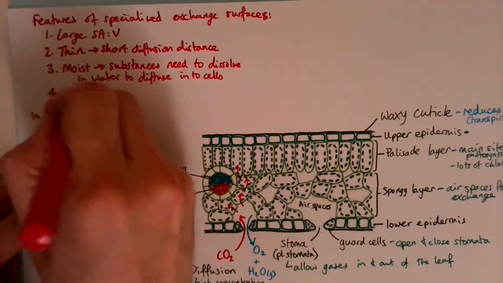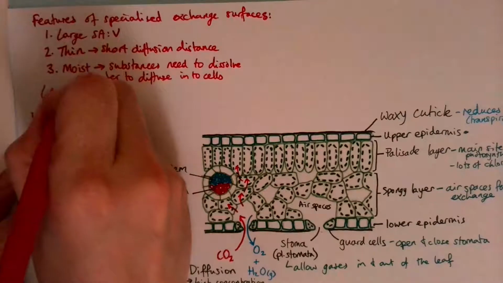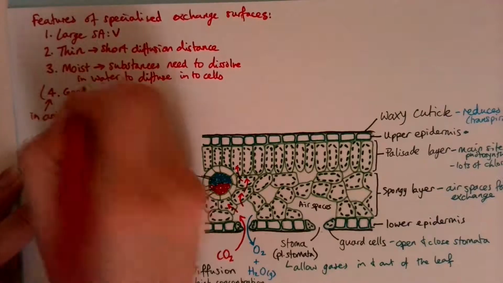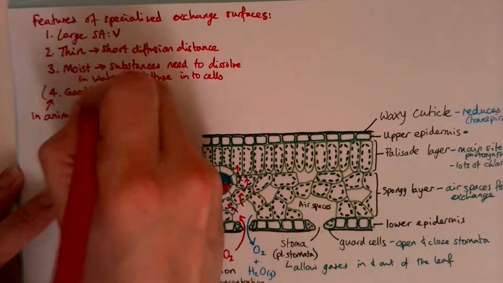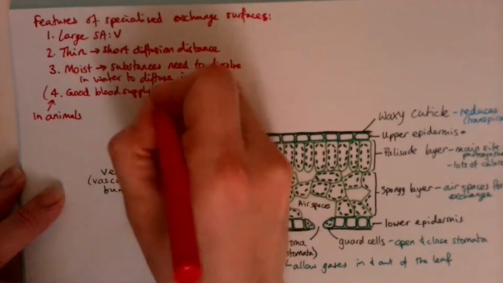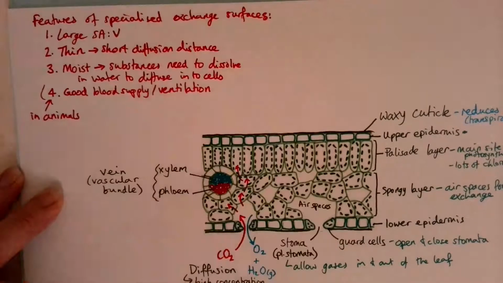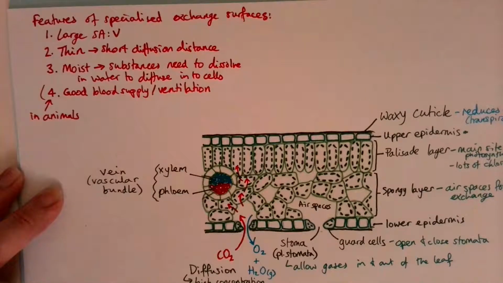And then the 4th feature isn't found in all exchange surfaces, but it is key for animals. But you'll see why in a second. It's not really a feature in the plants. So number 4 is that exchange surfaces often have a good blood supply or ventilation over the surface. Ventilation is active movement of air, so like when you breathe in and out, that's ventilation.